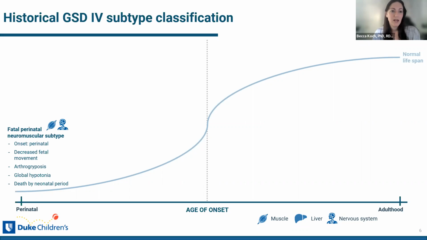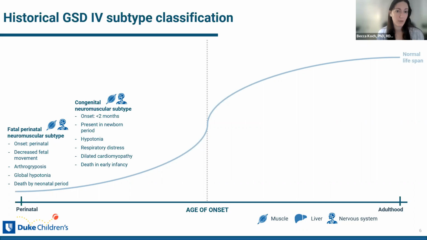So this includes a fatal perinatal neuromuscular subtype. This onset would be in the perinatal time period, and it typically is associated with decreased fetal movement, arthrogryposis or contractures, global hypotonia, and typically death by the neonatal period. Next, we have the congenital neuromuscular subtype. This is similar, with the onset being less than 2 months old. Typically, these infants present in the newborn period with hypotonia, respiratory distress, dilated cardiomyopathy is possible, and typically there's death in early infancy.